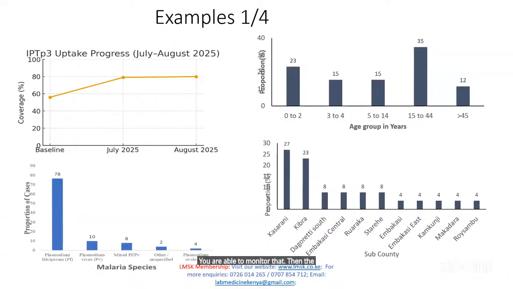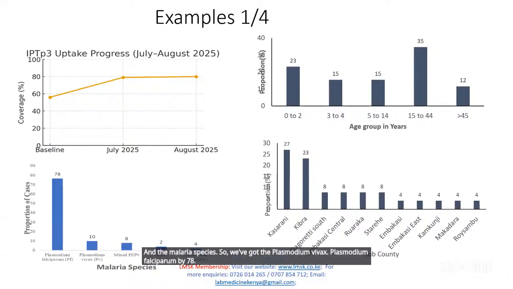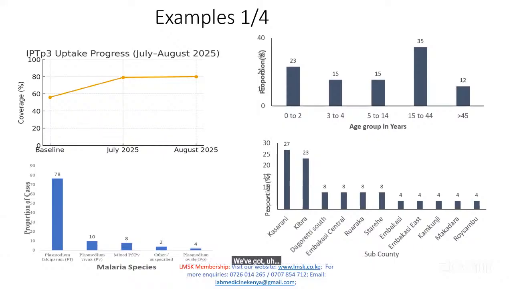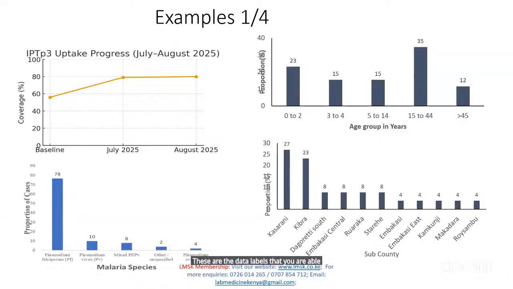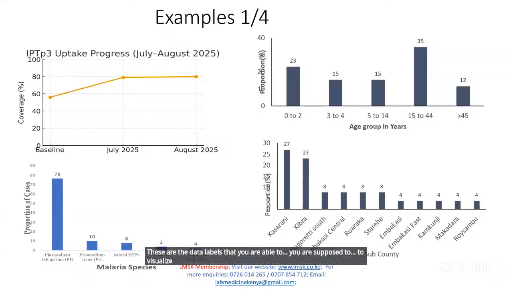Then the second one is a graph. You can actually see the graph. It has the proportion of cases of malaria and the malaria species. So we've got Plasmodium falciparum at 78, Plasmodium vivax at 10, mixed infection 8, others unspecified 4. So these are the figures that I was talking about, the 78, 10, 8, if you can see them, and 4. These are the data labels that you are supposed to visualize so that we can actually see them.